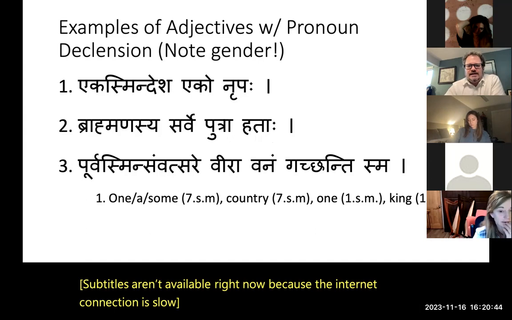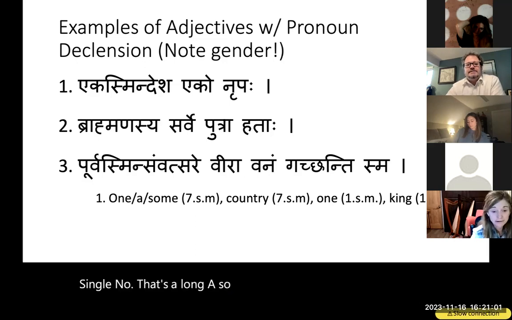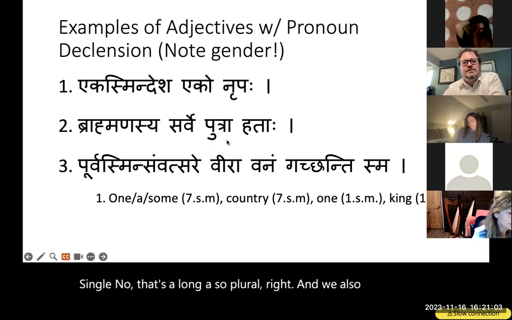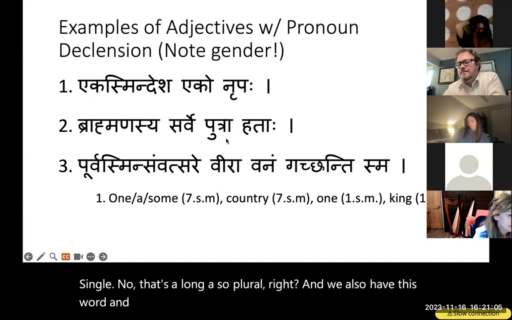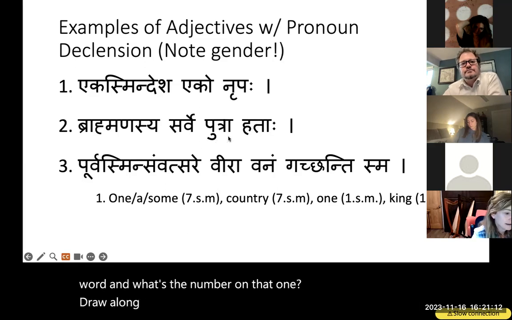And hataha, what is the number of that? One based on the plural or singular? Singular. No, that's a long A. So plural. Right. And we also have this word. And what's the number on that one? Putra, long A. Putra, son.